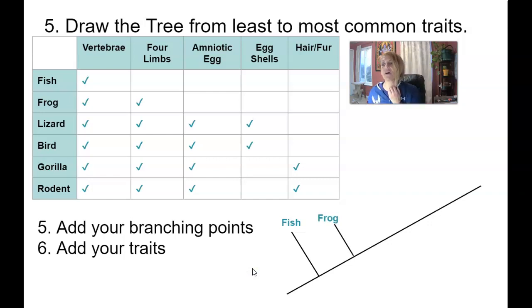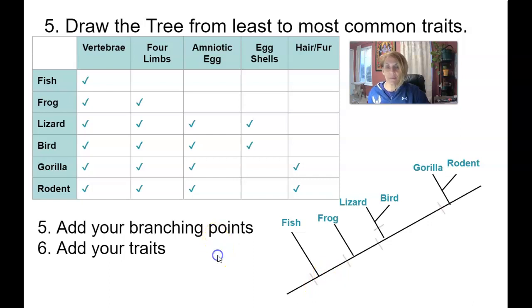Then I got to figure out, am I going to go lizard, bird, gorilla, rodent? They all have the amniotic egg, right? So let's use my amniotic egg next. And from there, the eggshells will branch, and then hair and fur came at a different time, okay? So here I can see lizards and birds are closely related. Gorilla and rodent are closely related. They all share common ancestors with the fish.